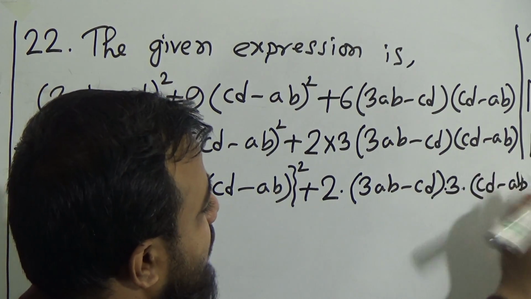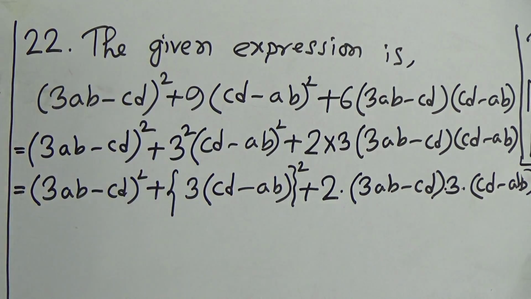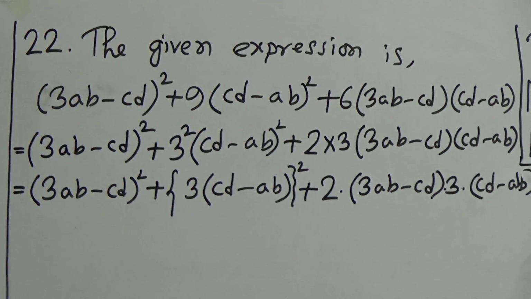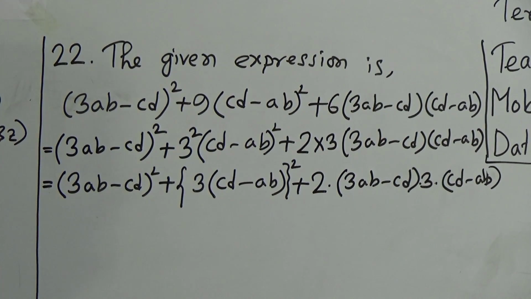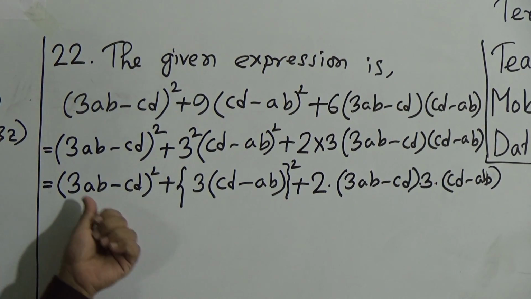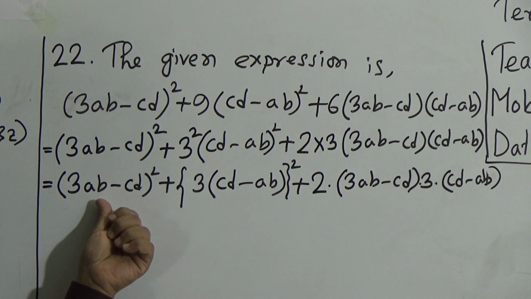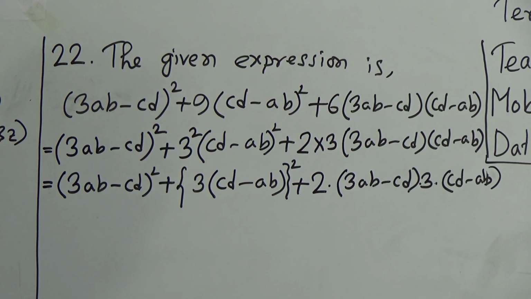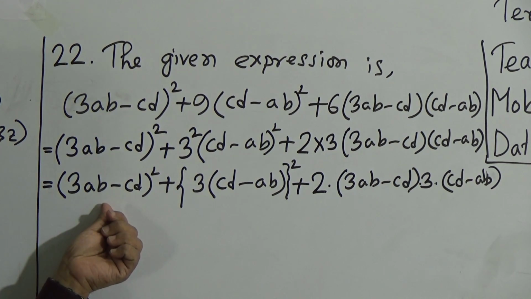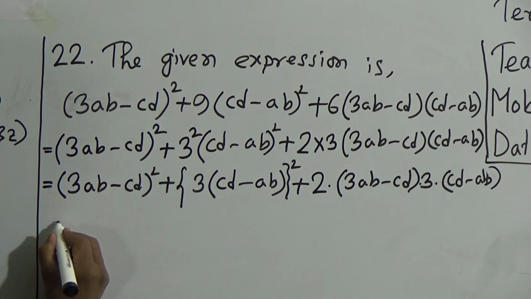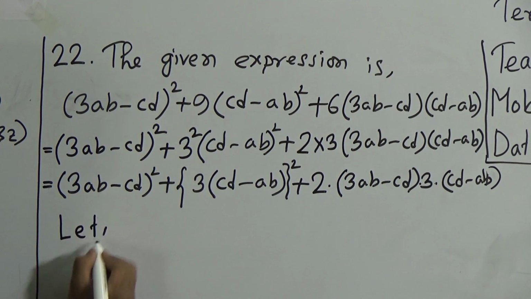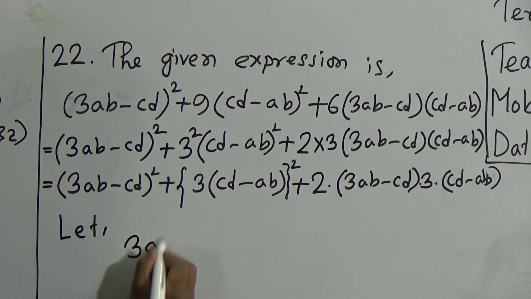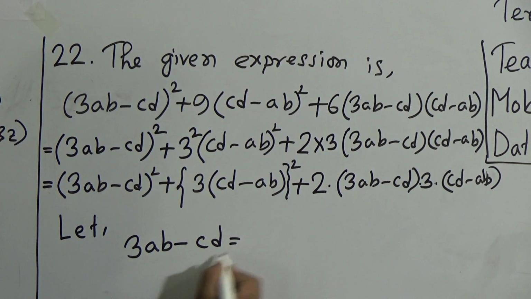I hope you have understood, my dear students. Now we will assume our A and our B, but dear students, in the expression the letters A and B are already present, so we can't assume A and B again. That is why we can assume X, Y, we can assume P, Q, any letter, but we can't assume A and B. Okay. So now we can write down, let this one, thrice ab minus cd, is equal to X.